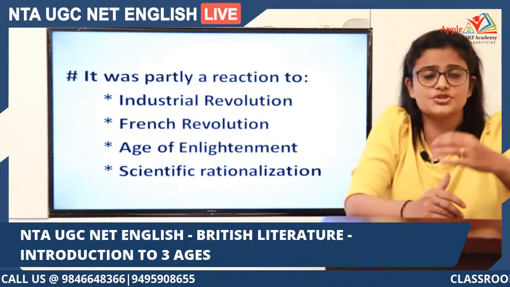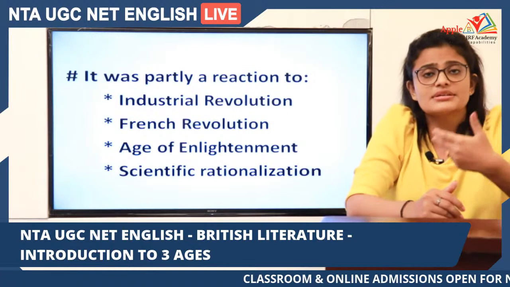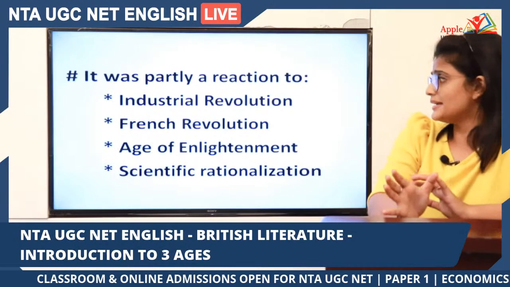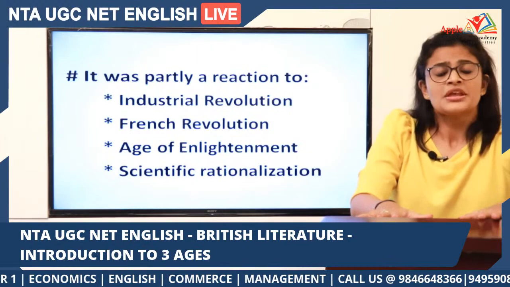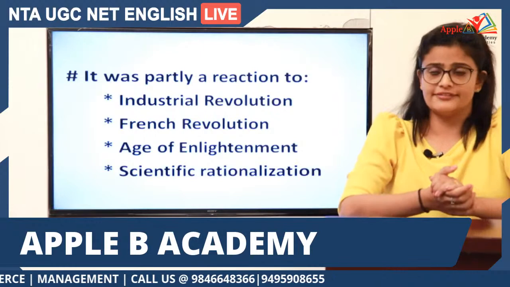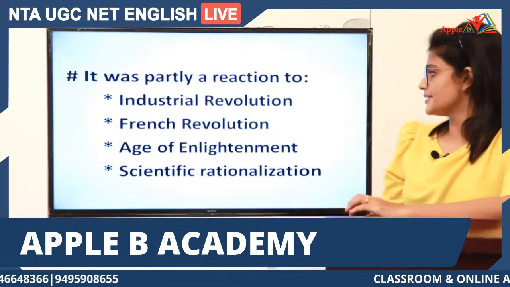The Romantic Age was partly a reaction to many things. And the main four things are the Industrial Revolution, French Revolution, Age of Enlightenment, and Scientific Rationalization. So these are the four major events that called for a Romantic revival. And that is the Industrial Revolution, French Revolution, Age of Enlightenment, and Scientific Rationalization.